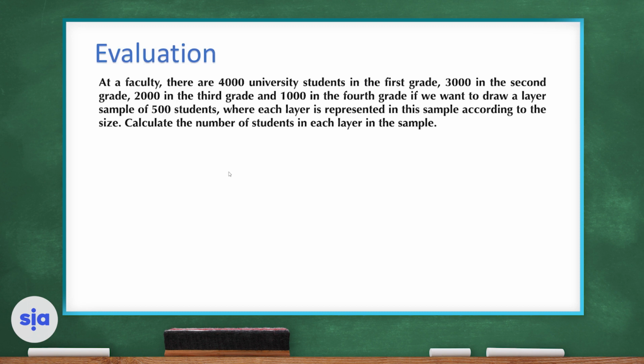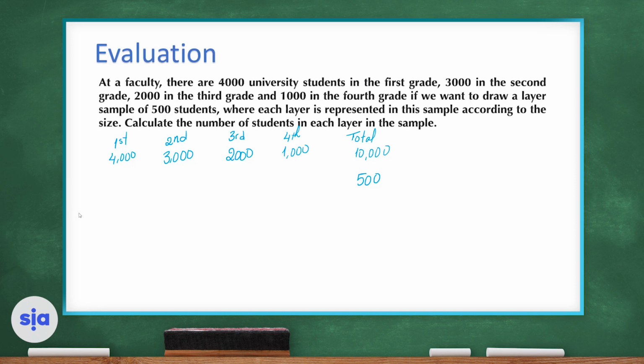So, we're going to write that the first grade, they are 4,000 students. The second grade, they are 3,000 students. The third grade, they are 2,000 students. And in the fourth grade, they are 1,000 students. So, you can see that the total here is 10,000 students. And here the question says that in the sample, the total is 500 students. So to find the number of students in each layer, we're going to cross multiply.